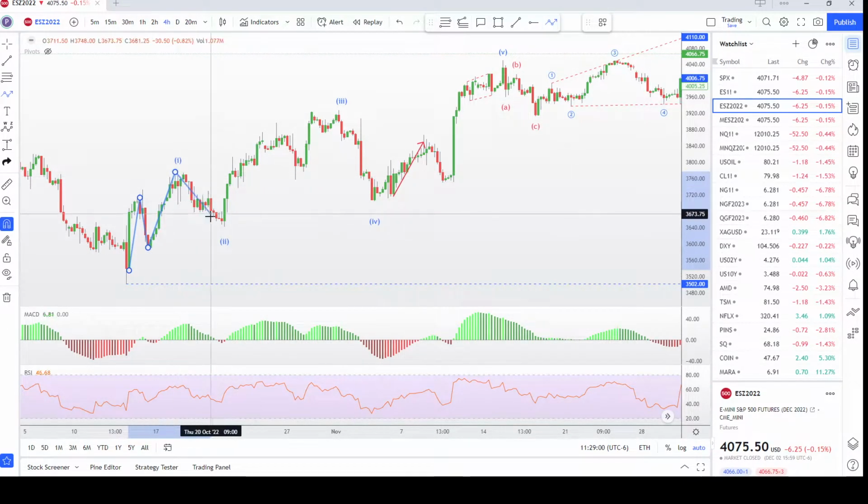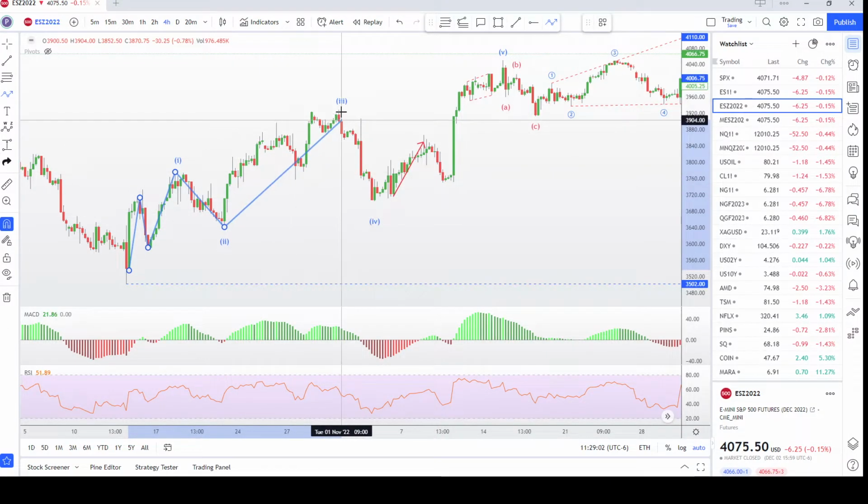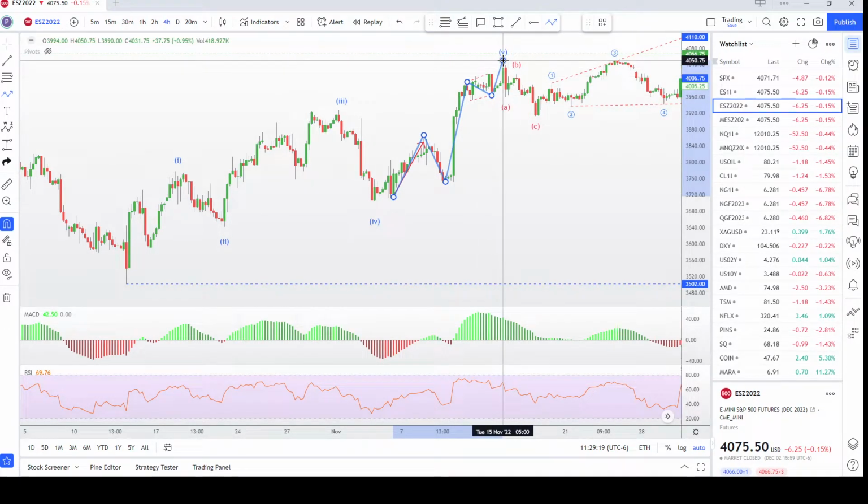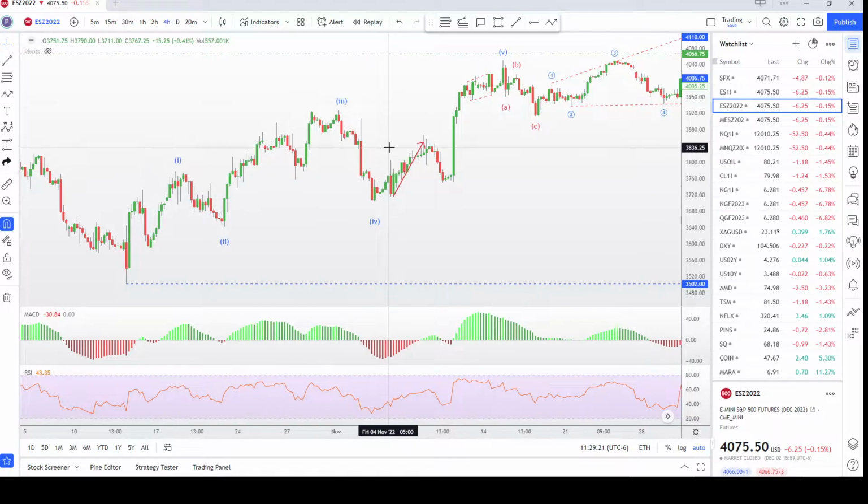So that's 3 waves for 1, down for 2, 3 waves for 3, 3 waves down for 4, and then this was A, B, and then this is the leading diagonal. So that's 1, correction 2, up for 3, running flat for 4, and 5. So you're 1, 2, 3 for the 5th wave.